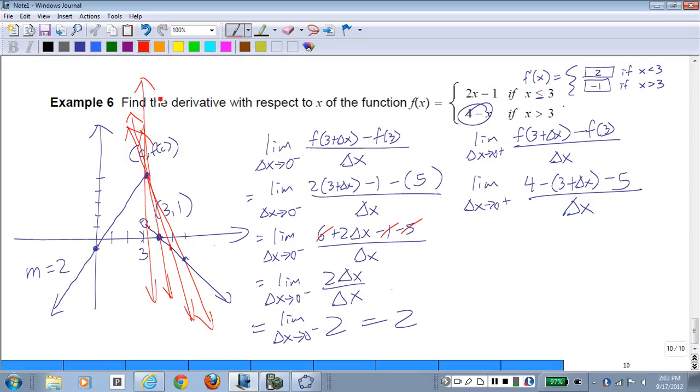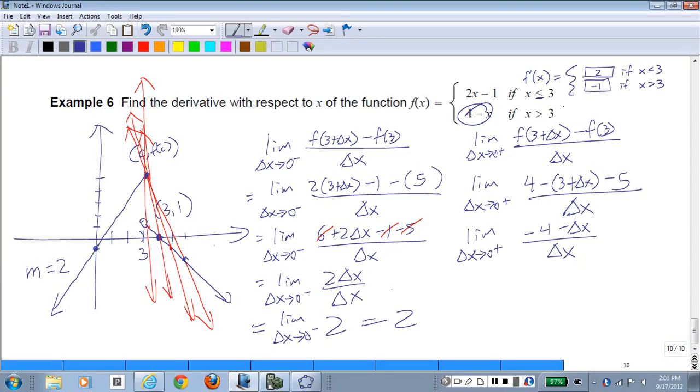And yeah, it's going to a point where we're not going to be able to define the slope. See, the slope of this line is maybe what? Oh, negative 7 or 8, then maybe negative 10, maybe negative 20, maybe negative 100. Maybe it's approaching negative infinity. Let's see what goes on here. This is going to be the limit as delta x approaches 0 from the right of 4 minus 3 is 1. 1 minus 5 is negative 4. So negative 4 minus delta x over delta x.